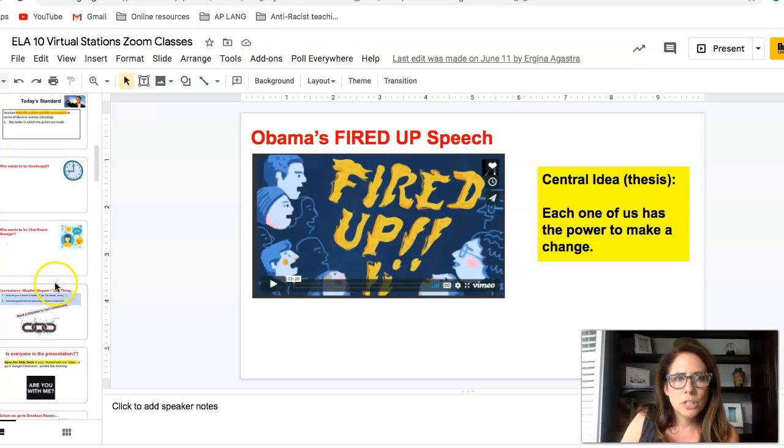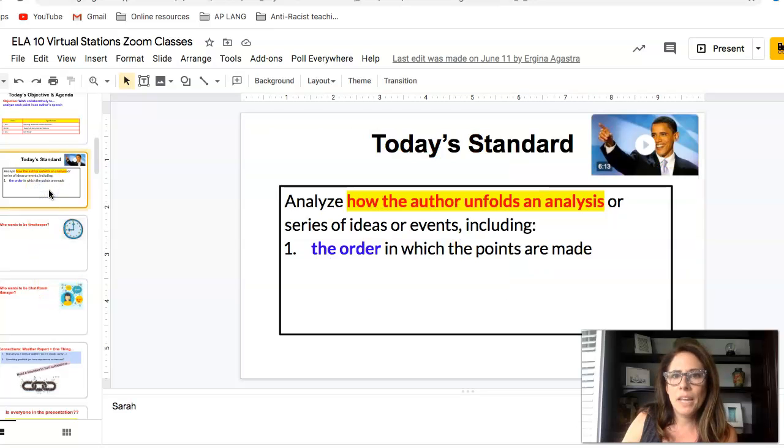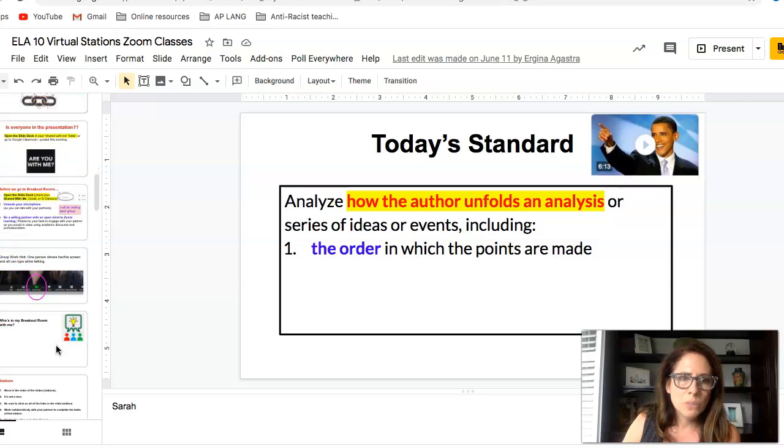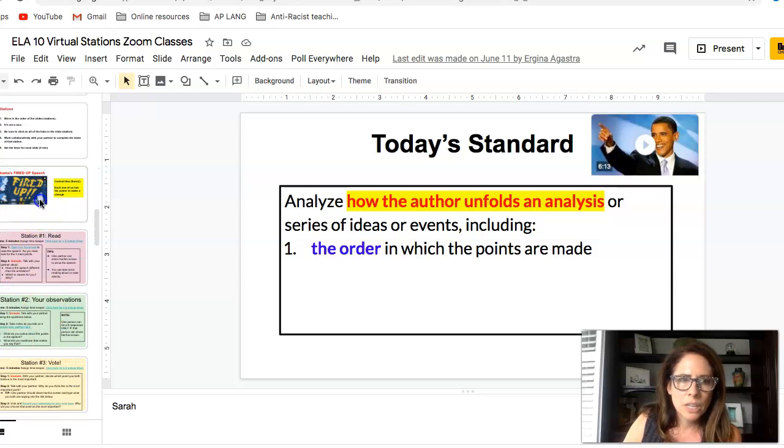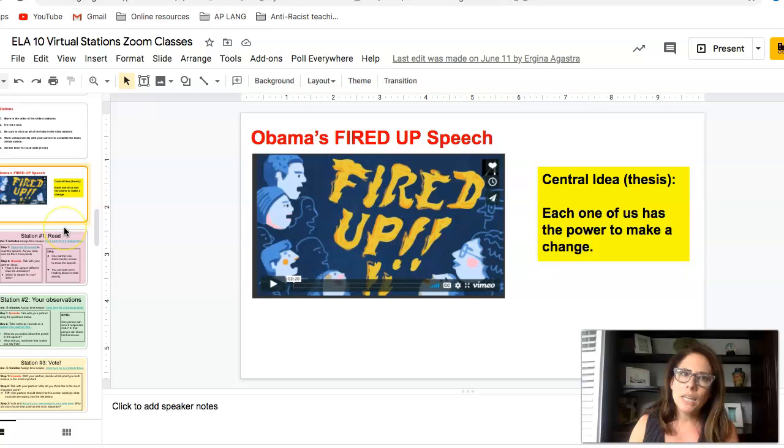And so I make sure in my presentation that I have that standard. It's very simple. The standard is part of how the author unfolds analysis, and there are many, many parts to that, but I'm focusing just on the order of points. So once I've narrowed down my standard, I'm then going to figure out how I can divide the different stations.